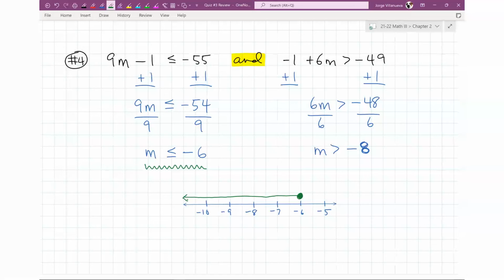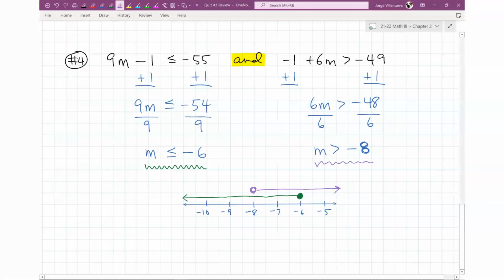And then the other one, m greater than negative 8. So greater than means open circle. And it's pointing to the right. So I'm going to go this way.